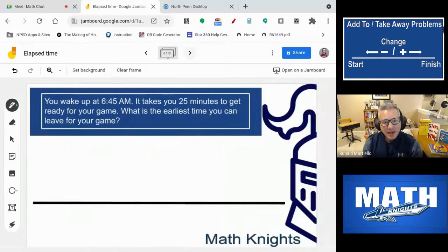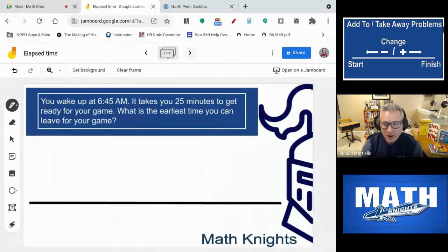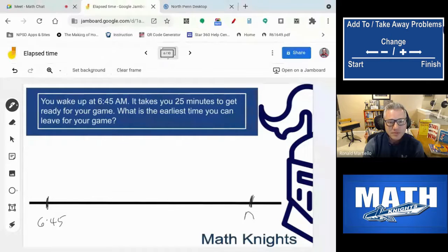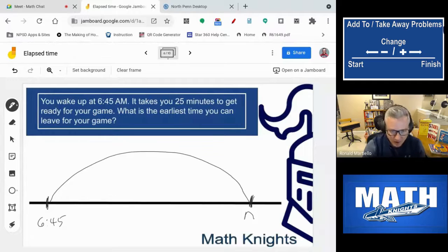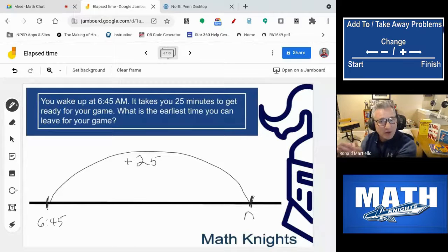Again, we have our number line. We ask them about the start number and the change number because they've identified that the start number is 6:45, the change is 25 minutes. We go here to our number line, 6:45. We know that there's a finish time. We don't know what it is. It's unknown. And now we have a jump. And how long is that jump? That's our change number. What was our change number? Our change number was plus 25 because I'm going from my start to my finish, which I don't know yet.